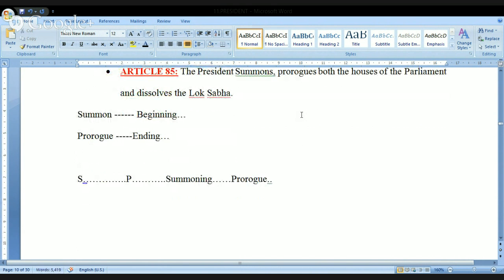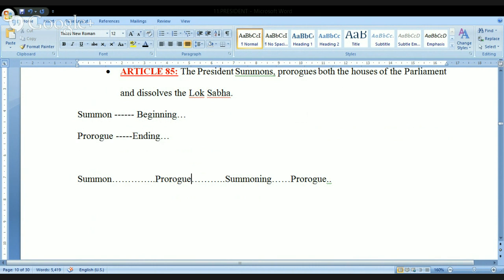Here also let me add it, summon, and prorogue. So this is how exactly the parliament will function. Summon, prorogue. Again summon, again prorogue. Meaning parliament session begins, parliament session ends. Again parliament session begins, again the parliament session will end.